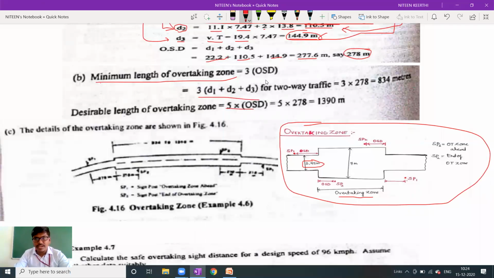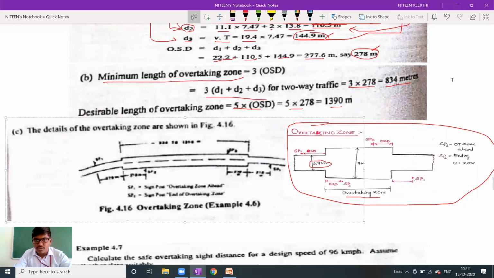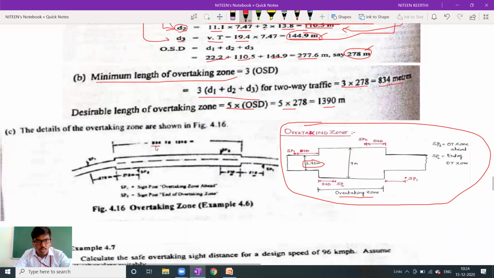So that will be 3 times of OSD. We know the OSD value is 278 meters. 3 times of OSD will be 834 meters. 5 times of OSD will be 1390 meters. So we can say this is the overtaking zone. Overtaking zone is like here I can write. So this overtaking zone is from 834 meters to 1390 meters. In that way, you can write.